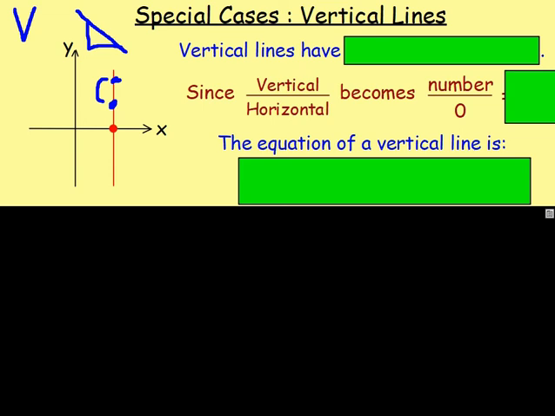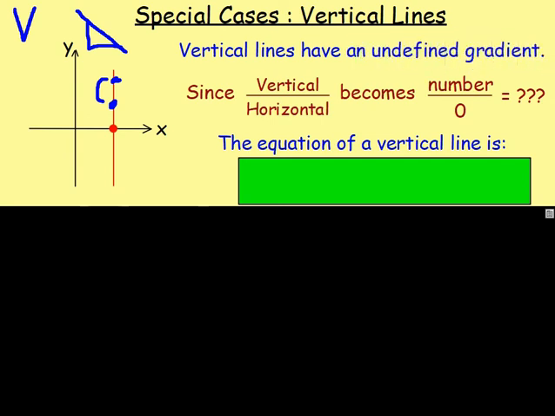If you have some number and you divide it by zero, what do you end up getting? No, you don't get zero. Try it on your calculator. If you divide by zero, it will bring up error. You cannot divide by zero. It's impossible to do. If you try it, it breaks the world. Really, what you say is that vertical lines have an undefined gradient.